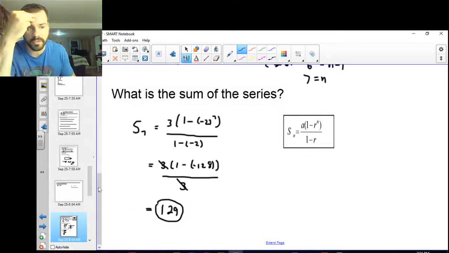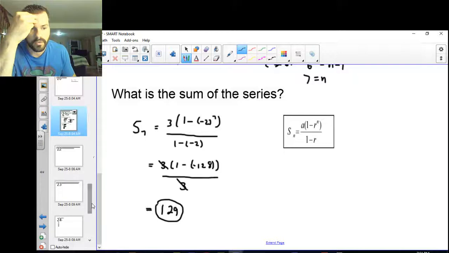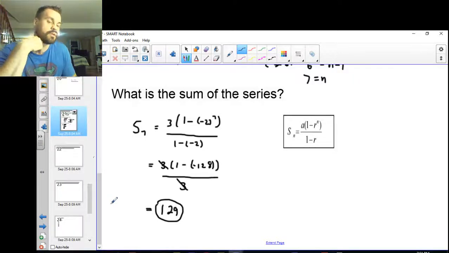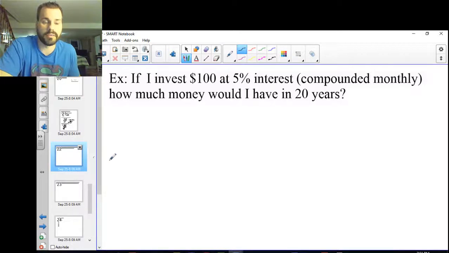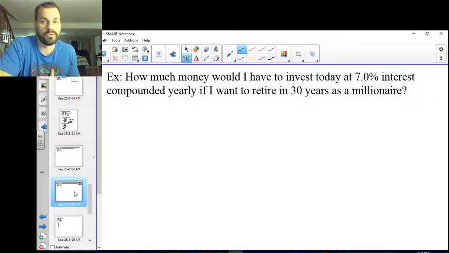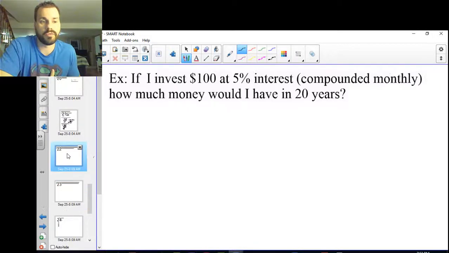Okay, so that's how you do geometric series. Very similar to an arithmetic series. It's just that the equation is a little bit different. But then you can actually apply this to different things. So you can apply this to things like interest. How much money am I going to have after a while? Or you can do, what if I want to retire as a millionaire? How much should I invest? That kind of thing. And so we're going to talk more about those later.